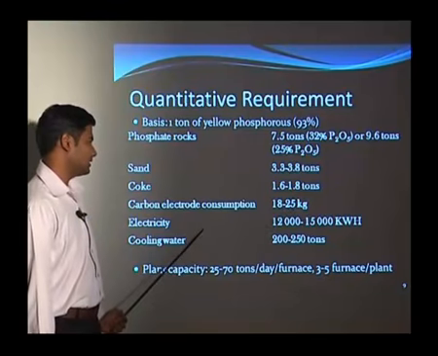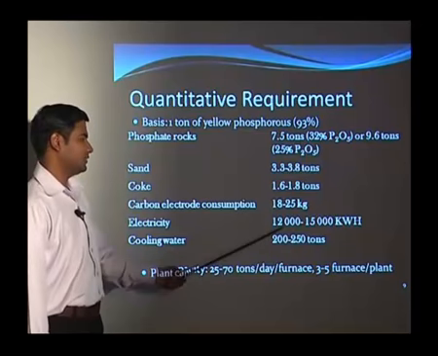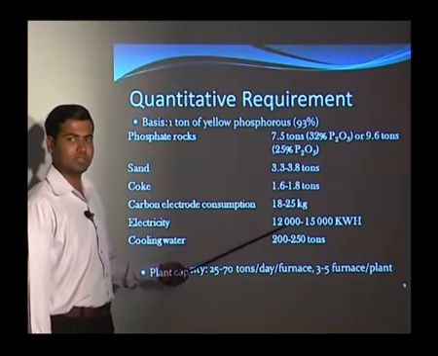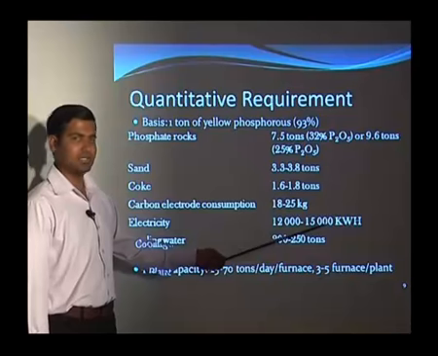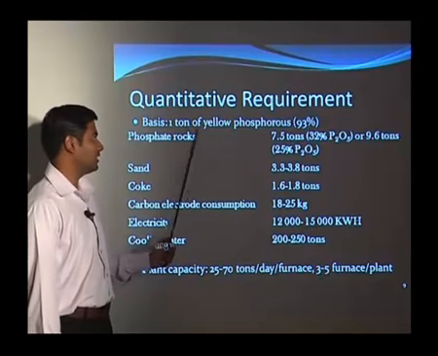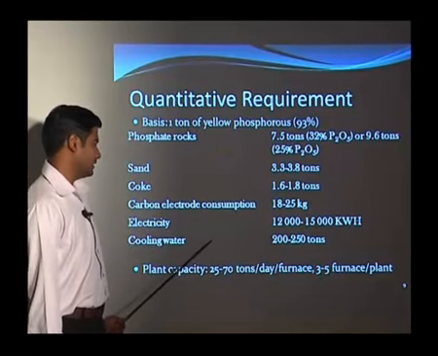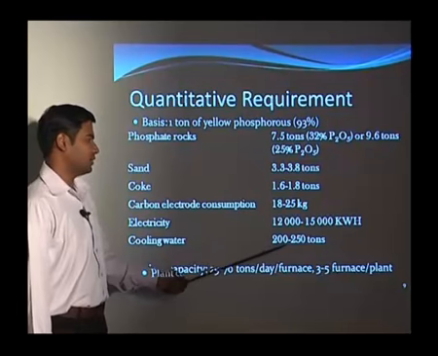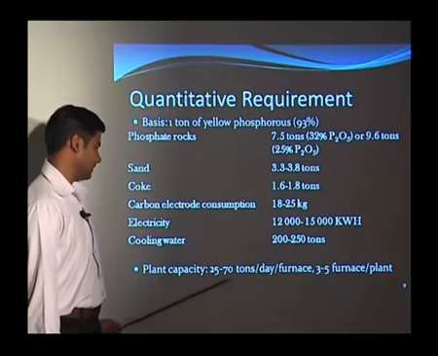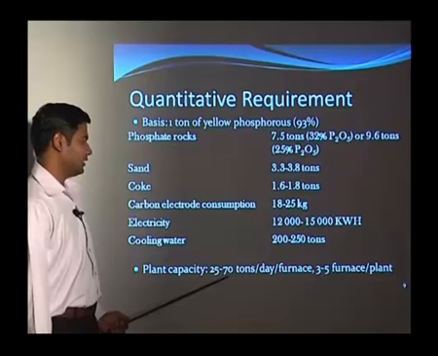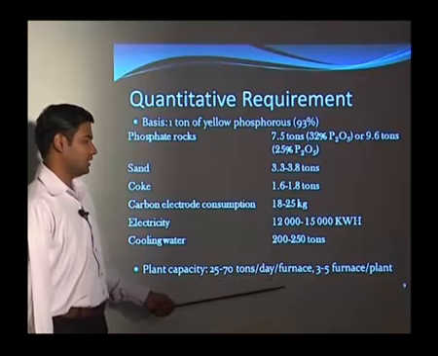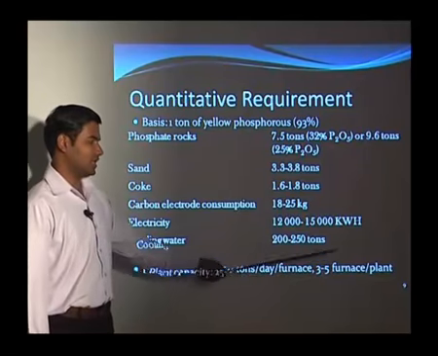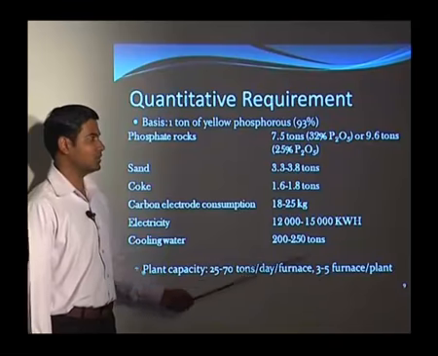And electricity is required in a major amount. The figure is 12,000 to 50,000 kilowatt hours for the production of 1 ton of yellow phosphorus. And of cooling water we require 200 to 250 tons. Then for the plant capacity, a furnace handles 25 to 70 tons a day, and generally a plant will have 3 to 5 furnaces to produce elemental phosphorus.